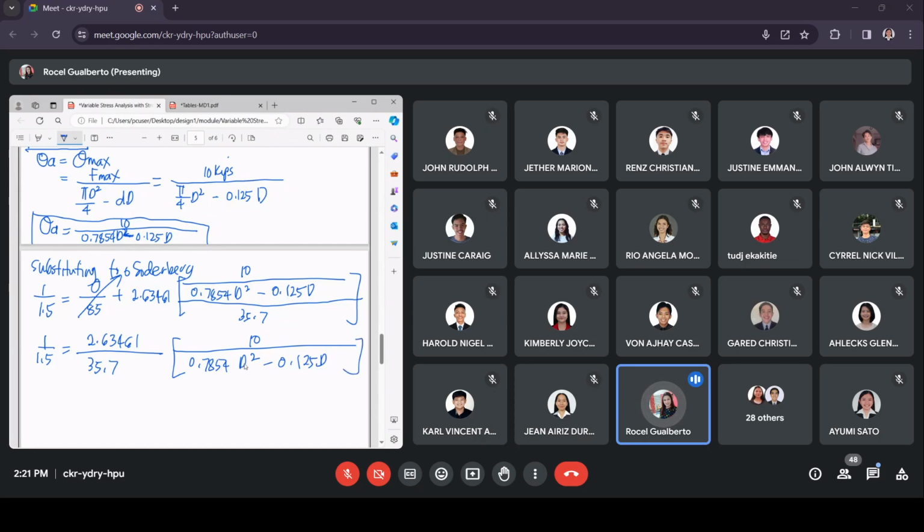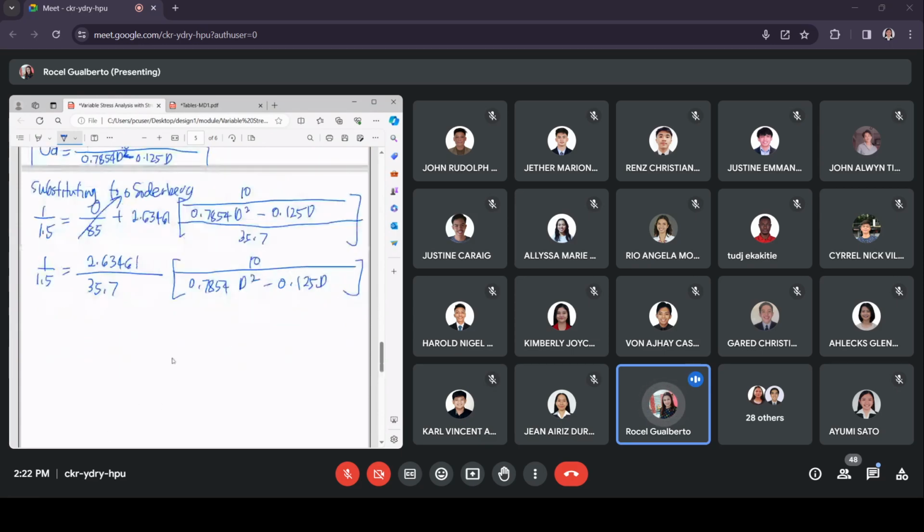So what you will yield here, when you simplify all of this, is a quadratic equation, because you have d squared and d. After you have the equation, you use the quadratic formula to obtain the value of d. Which is the quadratic formula? Negative b plus minus square root of b squared minus 4ac all over 2a. So you find now the diameter. Kindly compute.